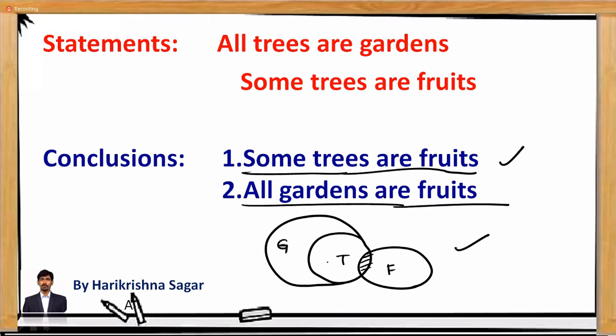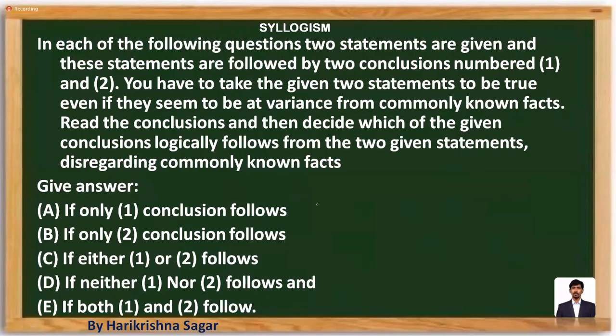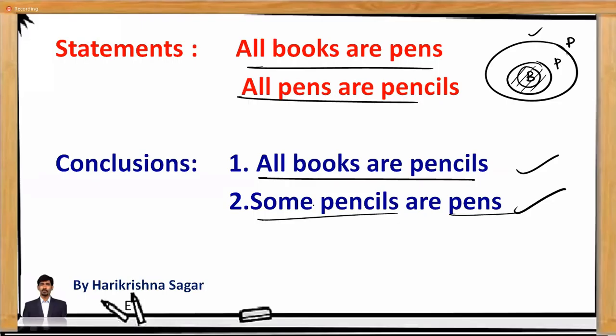So gardens are here, fruits are here. How come all gardens will become fruits? That's not going to be a proper conclusion. So only conclusion 1 follows. You can mark the answer choice as conclusion 1 follows. Conclusion 1 follows means what is the option we can select? Conclusion 1 follows means we can mark the answer choice as option A. So you can mark it as option A here.